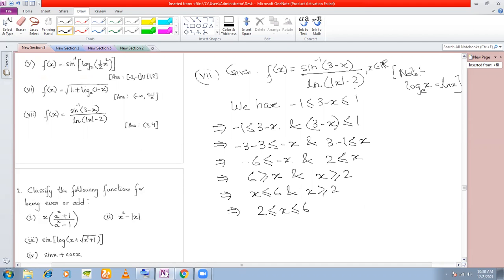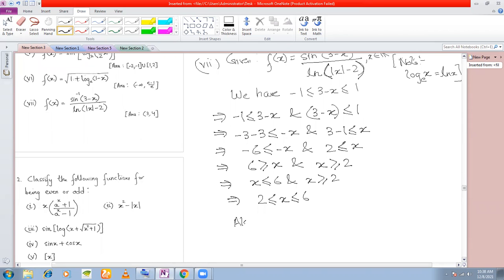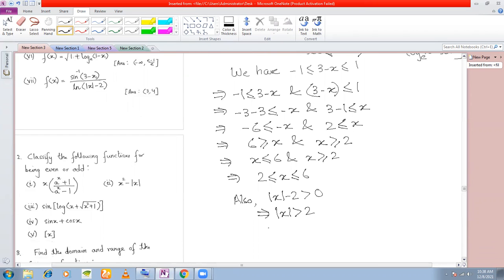What is the next condition? Whatever is within the log here has to be positive. So also mod x minus 2 has to be greater than 0. That means mod x has to be greater than 2. If mod x is greater than 2, what does it mean? x has to be less than minus 2 and x has to be greater than 2.